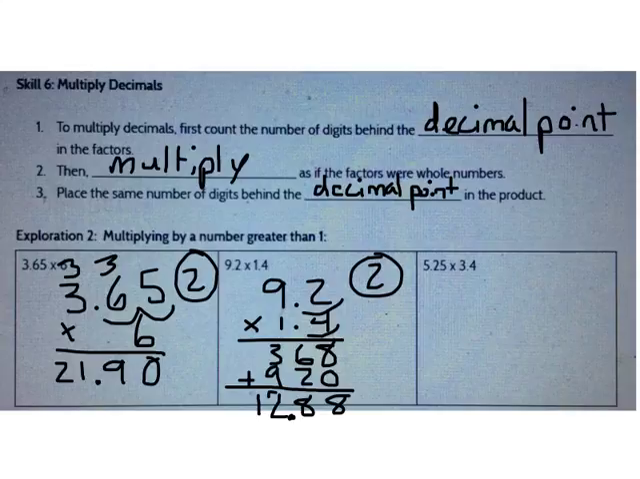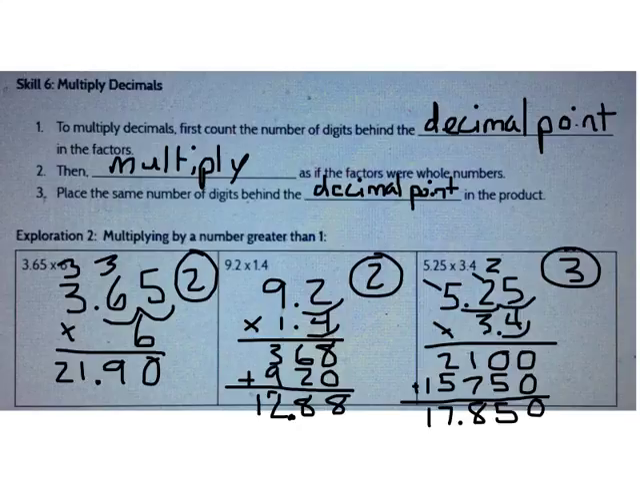Now you try one on your own. What's 5 25/100 times 3 4/10? Go ahead and solve that problem now. The correct answer is 17 8500/10000, or 17 85/100. Remember, those are the same thing.